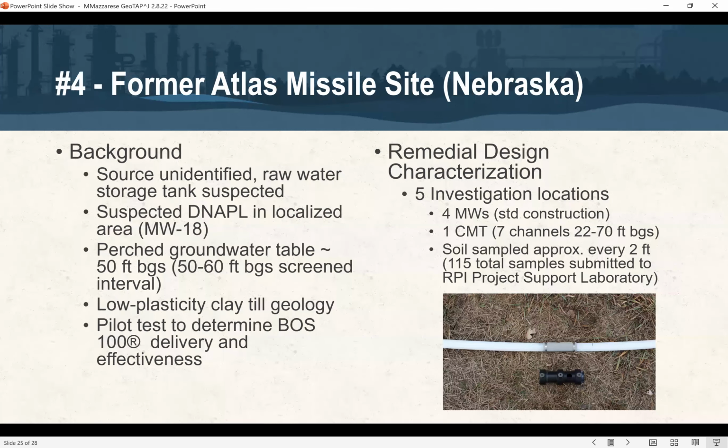Out on this site, we were tasked with performing a pilot test to see if we could get the BOSS 100 distributed properly. As part of our remedial design characterization, we installed 4 monitoring wells and 1 multi-channel well that had 7 channels between 22 and 70 feet BGS. We sampled soil every 2 feet or so, so we sent about 115 total samples to the RPI Project Support Lab.